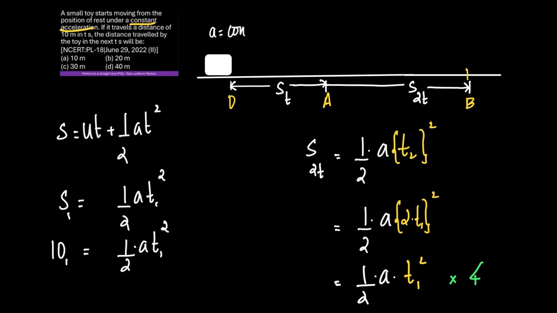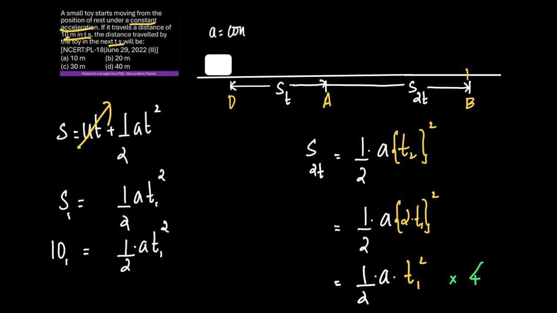Now, to do the same here, s is equal to ut plus half at square. Initial velocity is 0, so this term becomes 0. So we have s1 is equal to half a into t1 square. S1 is given to us as 10 meters in t seconds, so we can write 10 is equal to half into a t1 square.